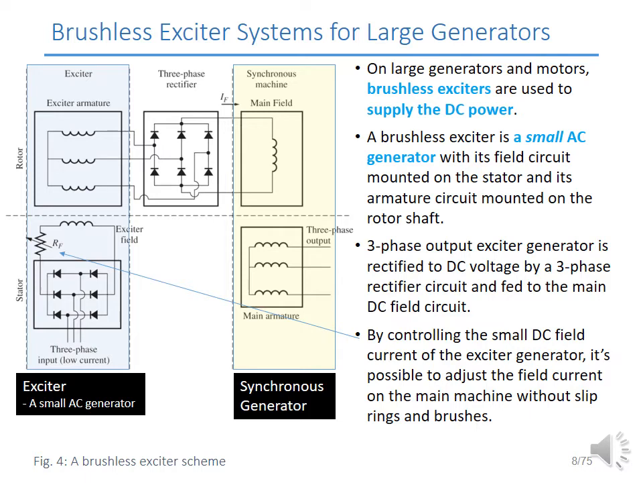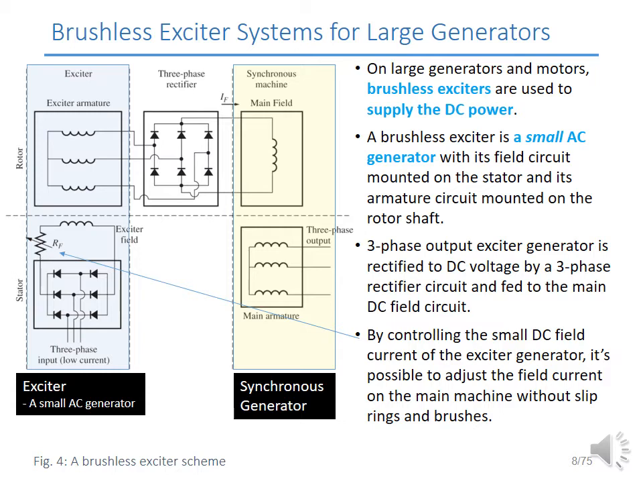Okay, this slide shows us a brushless exciter system. This kind of system is used for large generators, and we use this again to supply the DC power to the field circuit of the synchronous generator. A brushless exciter is basically a small AC generator with its field circuit mounted on the stator and its armature circuit mounted on the rotor shaft.